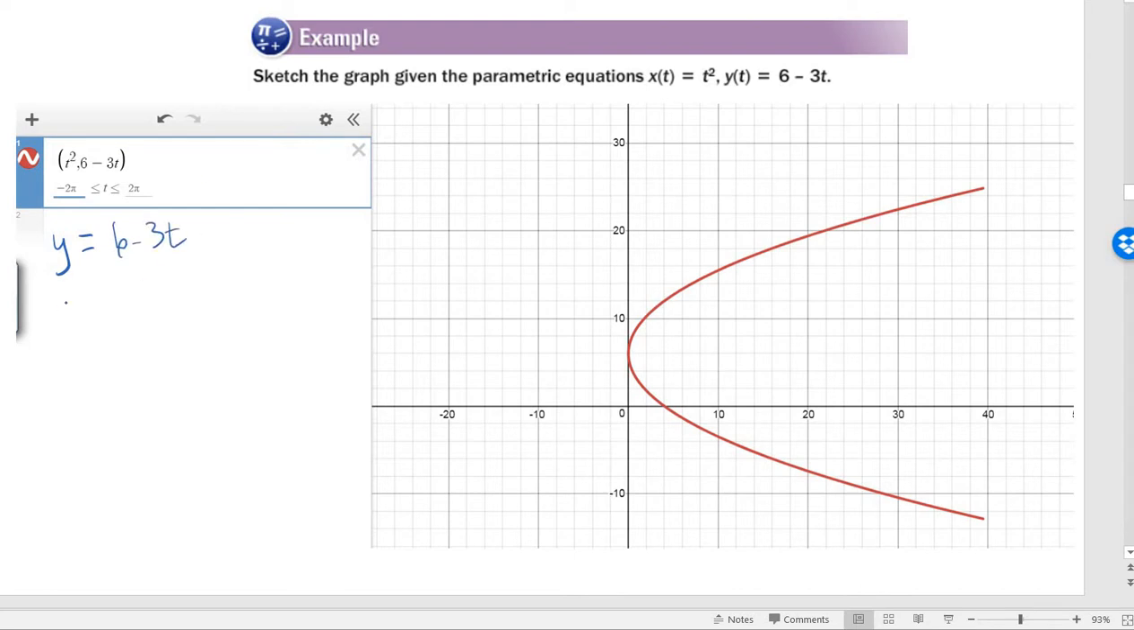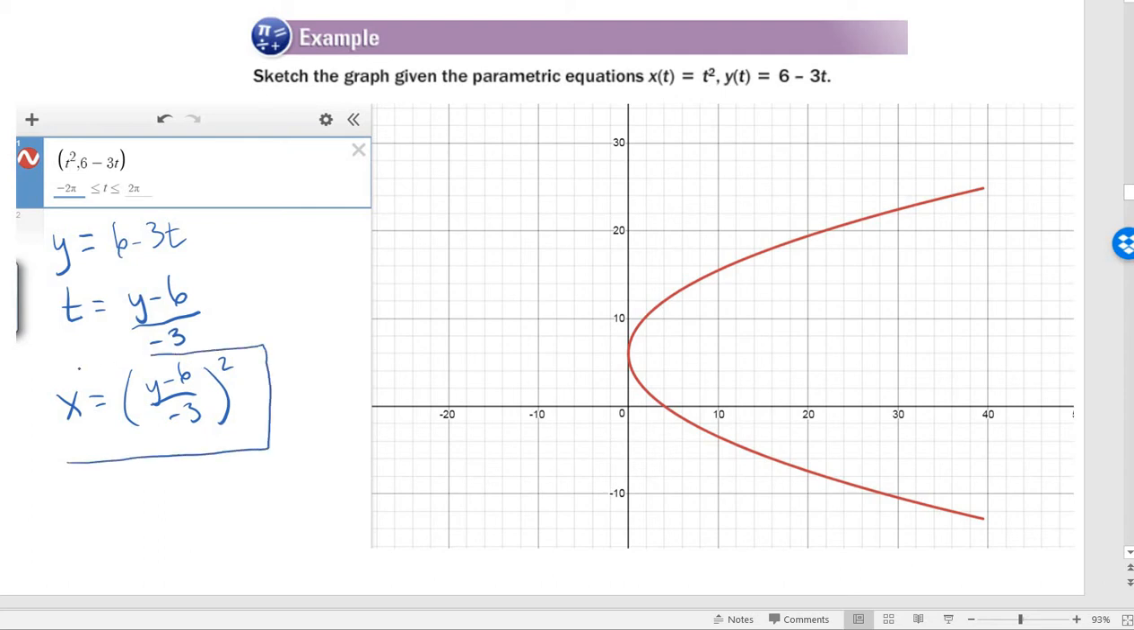So what if I rearrange that? Well, subtract your 6 over, divide by negative 3. So t would equal y minus 6 all over negative 3, right? Now let's go substitute that in for t in the x equation. So x would equal this thing, that's my t, so y minus 6 over negative 3, squared.